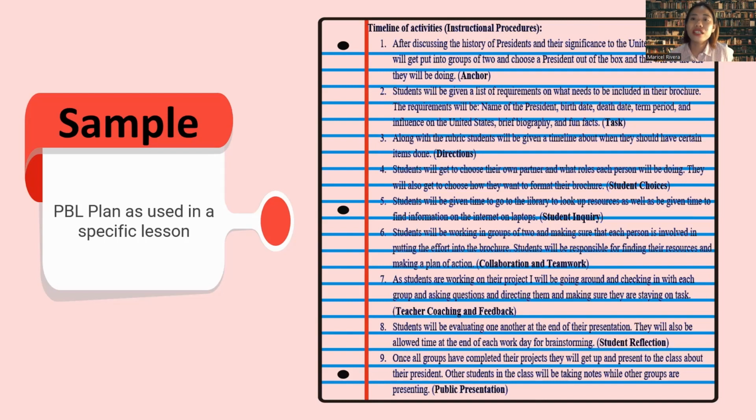So after discussing the history of precedents and their significance to the United States, students will be put into groups of two and choose a president out of the box, and that will be the one they will be doing. So they will be doing what they have chosen. Given that you already discussed, when you implement this, of course, it is expected that there is also a discussion. You have to open, discuss.